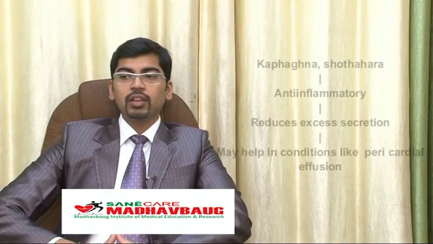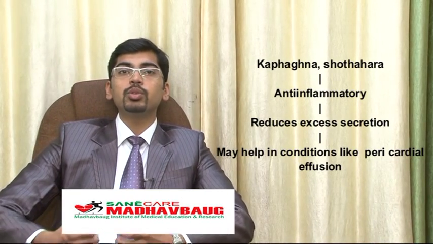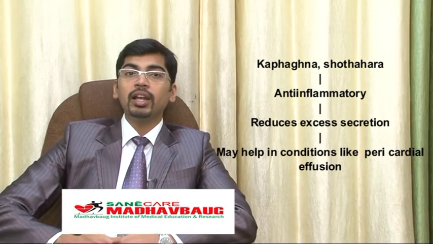The action of Kantakari on pranavaha strotas can also be signified with the help of its antihistaminic activity, and hence it is also described as Kandugna because of this antihistaminic activity. Being tiktarasatmak, it is also a very good aruchinashak dravya and hence also indicated in associated fevers in cardiac patients. Now, talking about its specific effects on heart, it is kaphagna and it is shothahara. It is anti-inflammatory and it helps in reducing excessive secretions and may help in pericardial effusions.